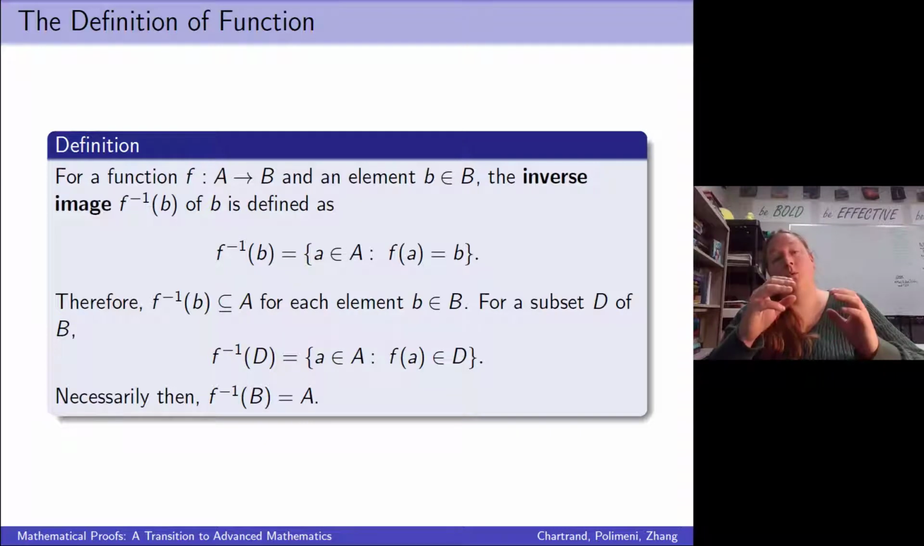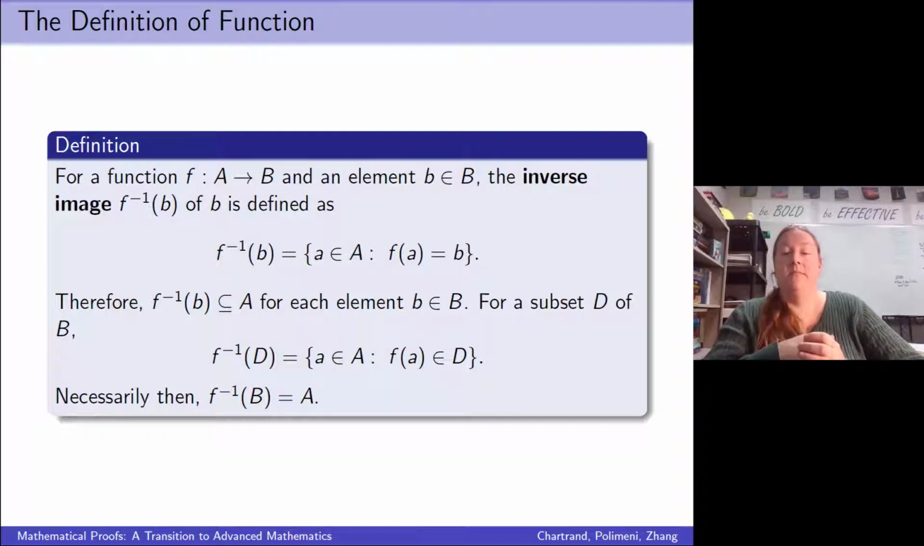Now, with functions, you've also seen inverse functions. So if we have a function from A to B, and we have some element, say lowercase b, in B, the inverse image, or f inverse of b, is defined to be the set of all the elements in A such that the function mapped that element in A to the b that I'm interested in. So we know that the inverse image of an element of B is going to be some subset of A for every element in B.